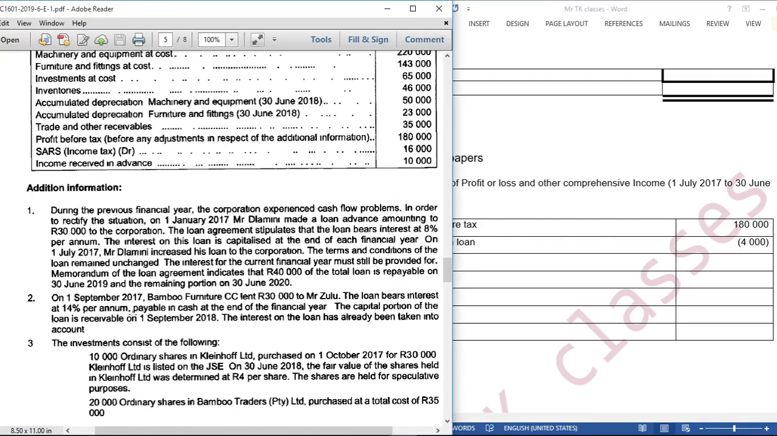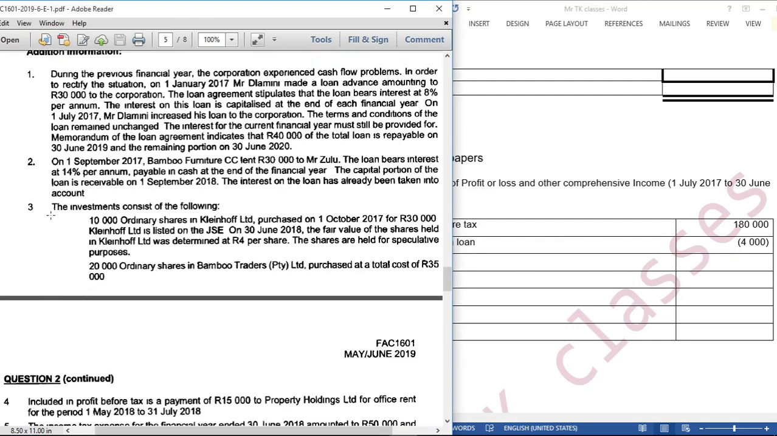All right. So we are going to number 3. The investments consist of the following: 10,000 ordinary shares in Kleinhoff Limited, purchased on 1 October 2017 for 30,000. K Limited is listed on the JSE on 30 June 2018. The fair value of the shares held in K Limited was determined to be R4 per share. The shares are held for speculative purposes.